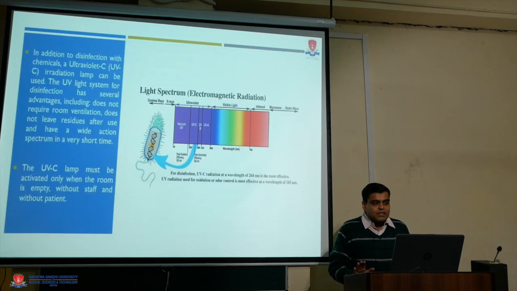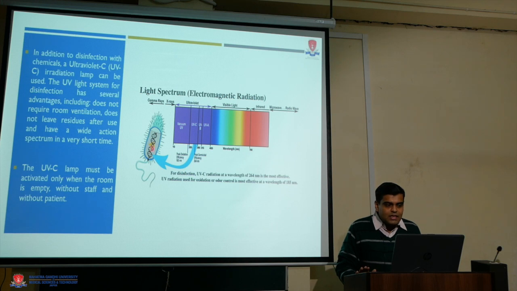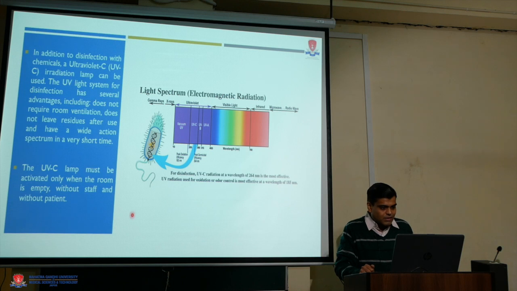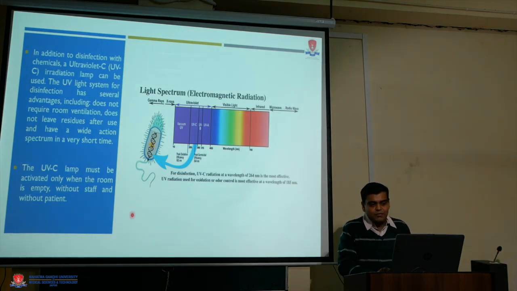In addition to disinfection with chemicals, a UVC, that is ultraviolet C, irradiation lamp can be used. The UV light systems used for disinfection have several advantages, which include that they do not require room ventilation, do not leave residue after use, and have a wide action spectrum in a very short time. The UVC lamp must be activated only when the room is empty, without staff and without patients.